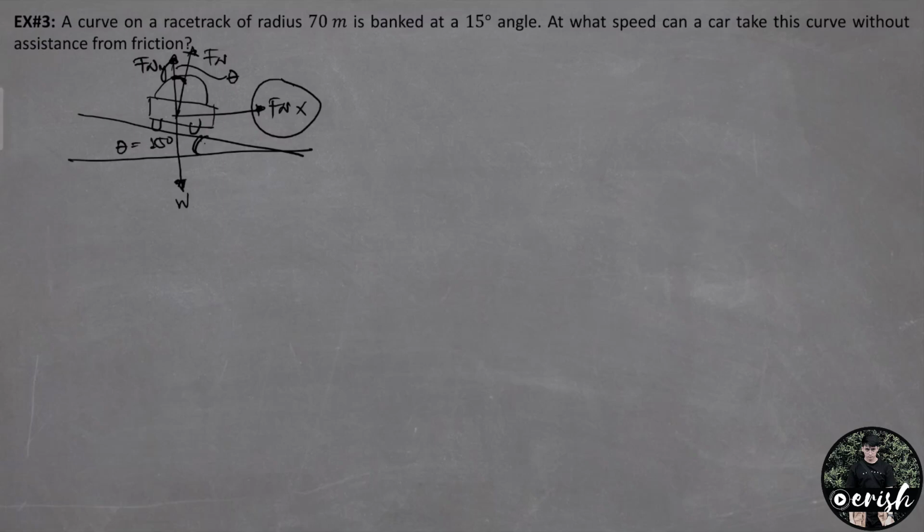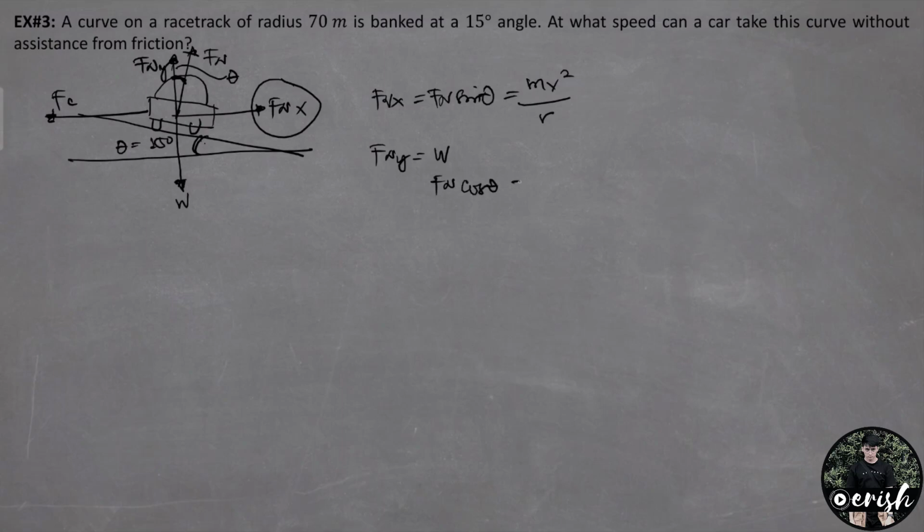And ito, x component, Fn x or the Fn sine theta is equal to the centripetal force na mass times velocity square over r. Since yung ating centripetal force is in this side, Fc, and sa y component naman, Fny is equal to the weight, and yung Fny na yan is Fn cosine theta equals yung weight is mass times gravity. So, we will use these two equations to solve for the speed.